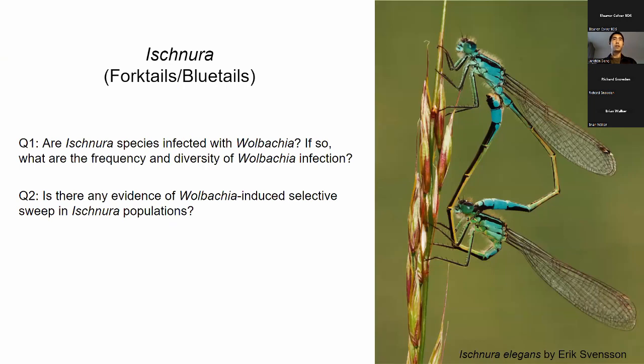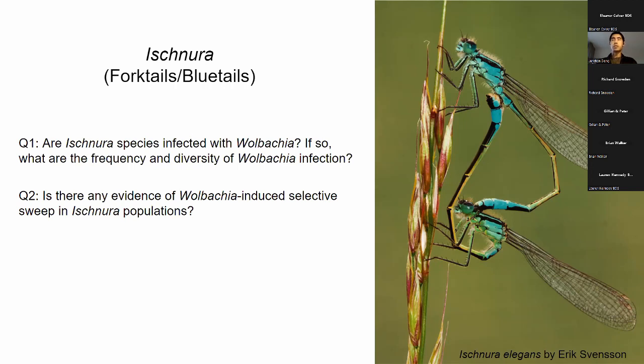So we studied Ischnura, and we have seen that Wolbachia is very common in insects. But before my study, there were not many studies about how frequently Wolbachia infects Ischnura species. So for my research, I want to know if the Ischnura species are really infected with Wolbachia, and if so, how frequent the infection is, and also how diverse the infections are. And then the second question is, can we find any evidence of Wolbachia-induced selective sweep in Ischnura populations?